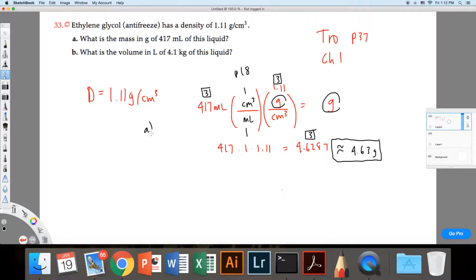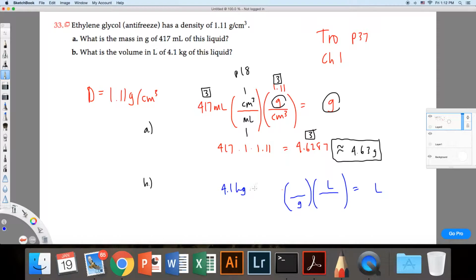Okay, so this is part A. Now let's do part B. Let's go back to red, be consistent here. Now let's go to a different color. Part B: what is the volume in liters? So I'm looking for liters now, in a mass of 4.1 kilograms.